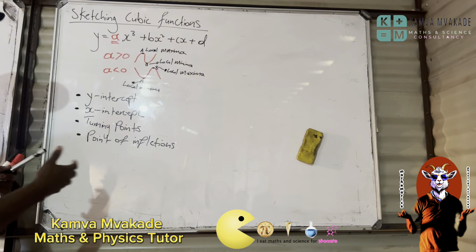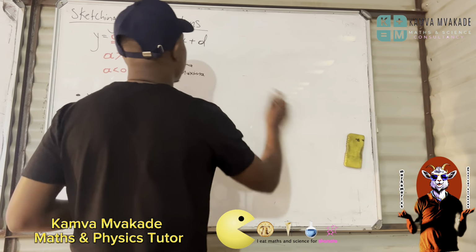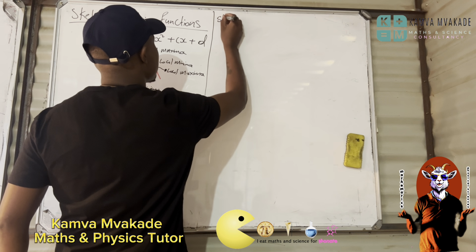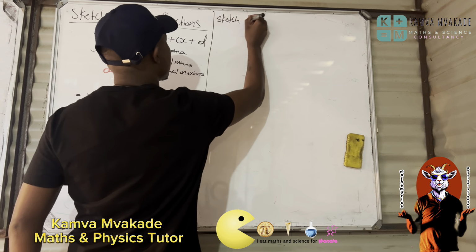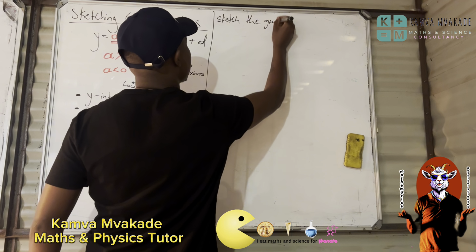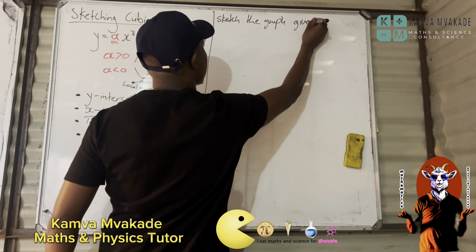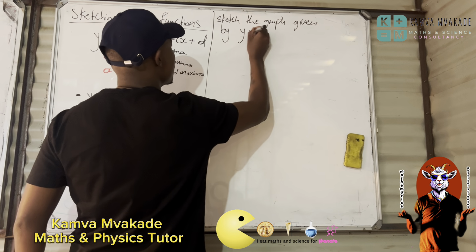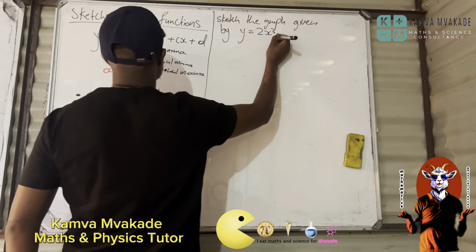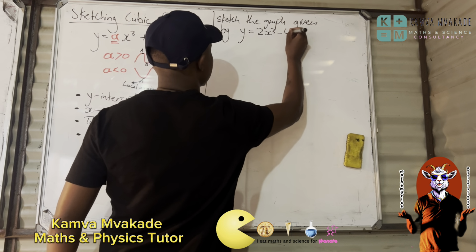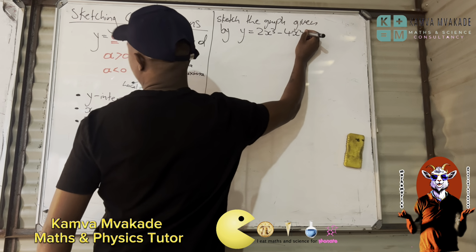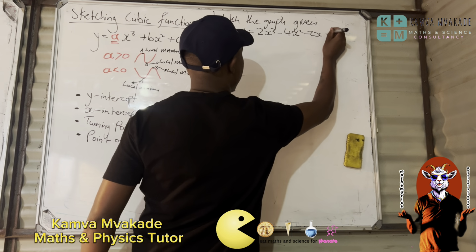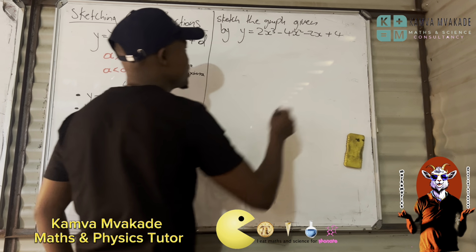Now, sketch the graph given by y = 2x³ - 4x² - 2x + 4, just like that.